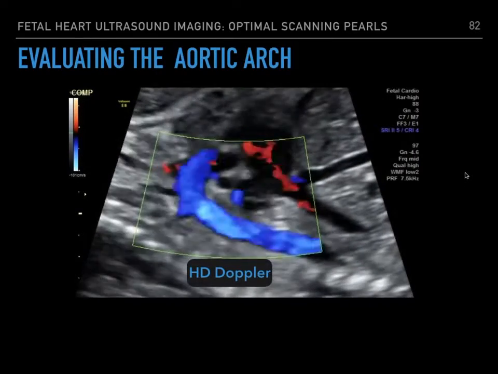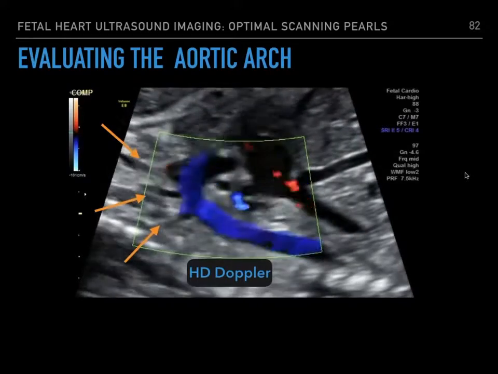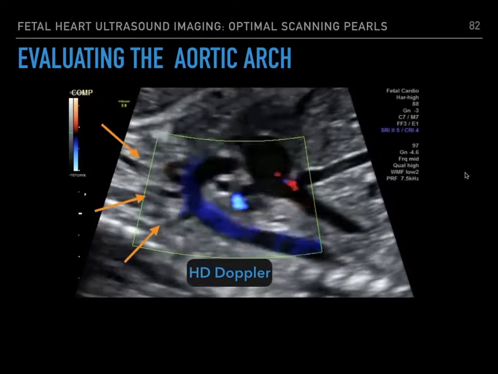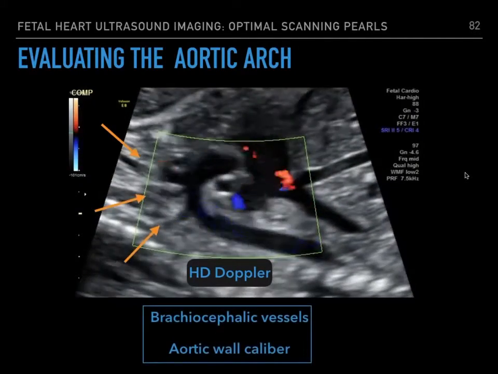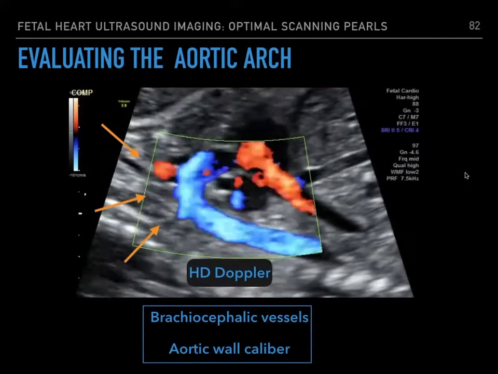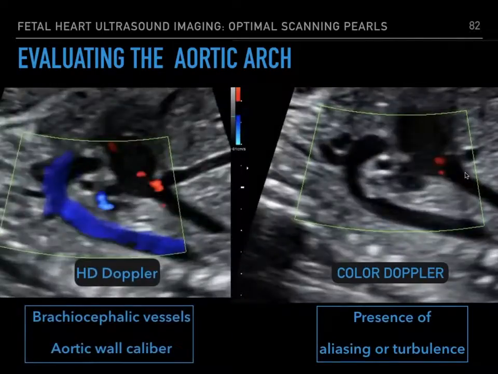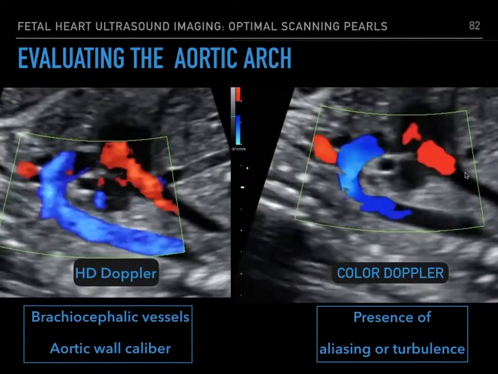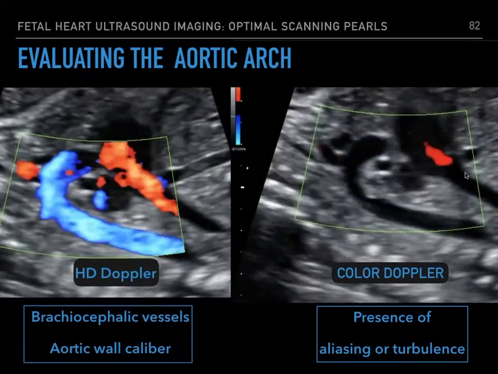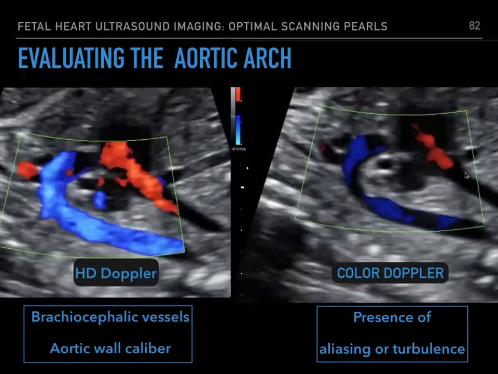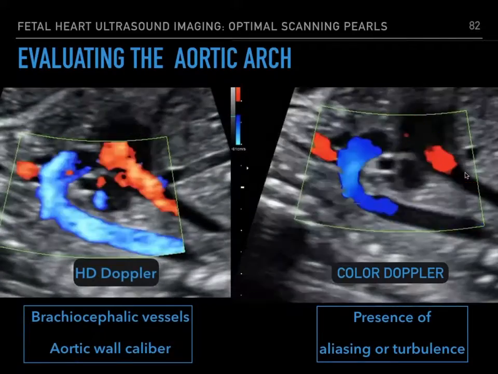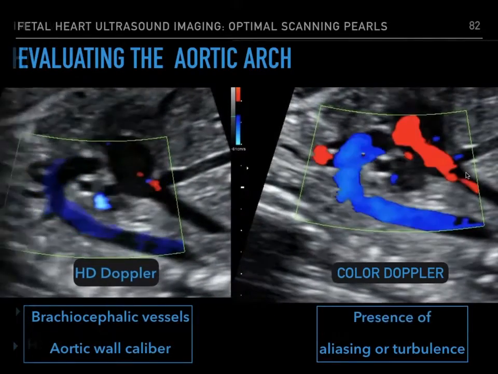High definition Doppler is especially helpful when evaluating the aortic arch. So its sensitivity to the small vessels, flow detection irrespective of angle of insonation, and better axial resolution allow us to evaluate, as you can see, the brachiocephalic vessels and aortic wall caliber that we could see here very nicely for any presence of abnormalities. In addition to high definition Doppler, color Doppler is also helpful in detecting the presence of aliasing or turbulence in the aortic arch, since high definition Doppler does not display aliasing very well compared to color Doppler. And I'll just show you an example on our next slide.